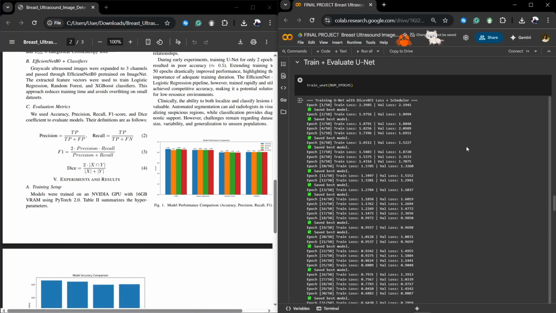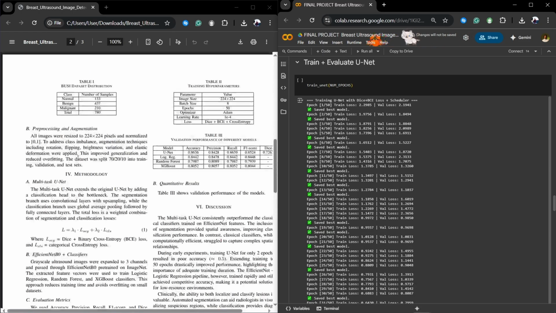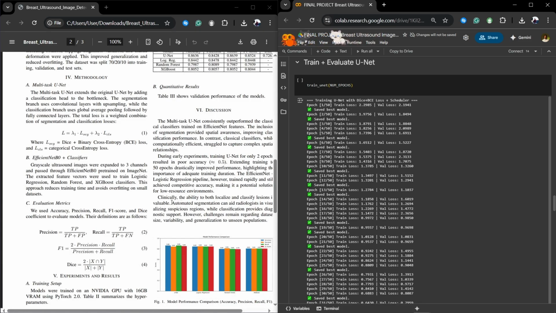I also contributed heavily to writing the methodology, since I tried to do most of these parts by myself, and the experiments and discussion sections of our report. So that was it from my side.